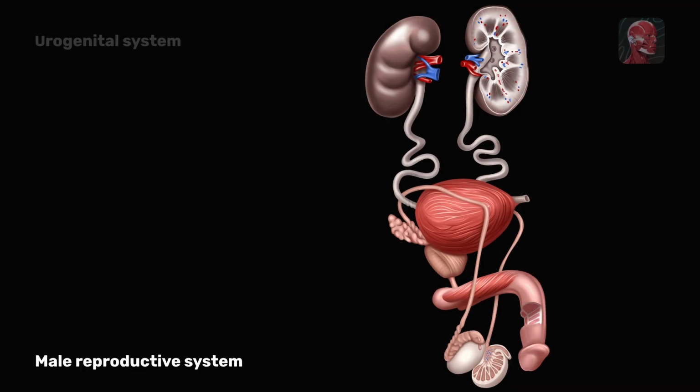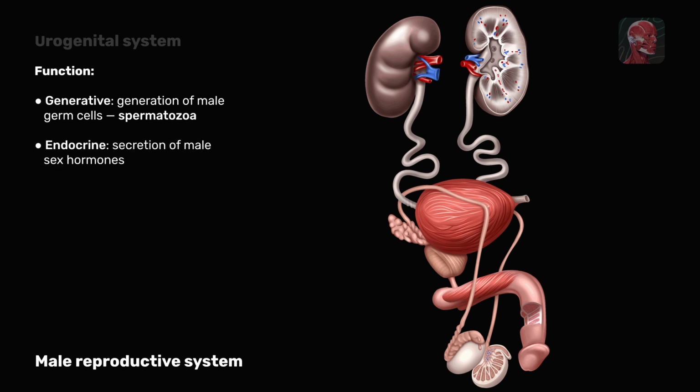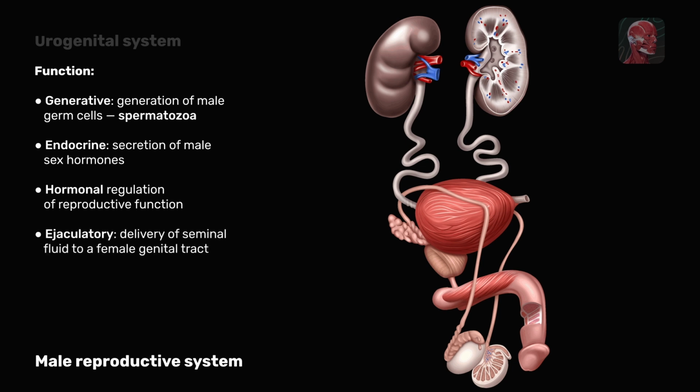The male genital system has the following functions: generative, generation of male germ cells called spermatozoa; endocrine, synthesis of male sex hormones; hormonal regulation of the reproductive function; ejaculatory, the delivery of seminal fluid to the female genital tract.